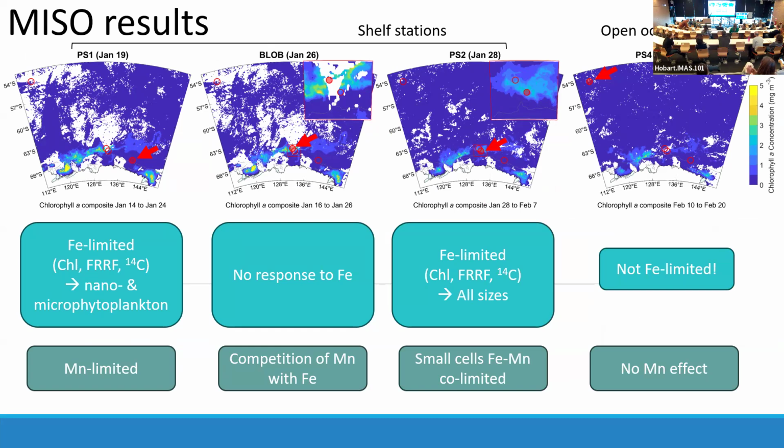Were you asking about these results? Yeah, specifically the PS4. So this one is actually still summer. The MISO was a summer voyage, and the Denman was an autumn voyage. Got it. Yep. Sorry. Oh, that's okay.